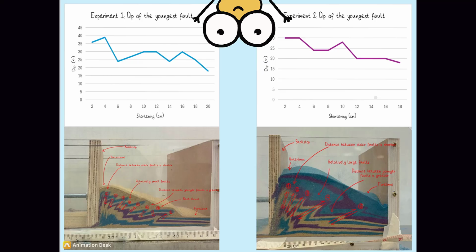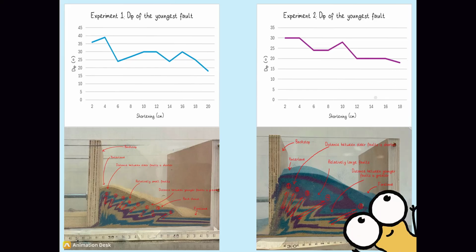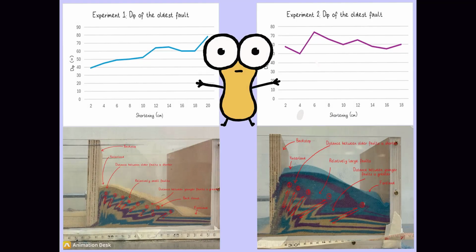The youngest fault angles for both experiment 1 and experiment 2 do not differ much from one another, both following a fluctuating sequence, with the final measurement being a dip of 18 degrees. This suggests that increased deposition doesn't affect any new faults occurring during orogenesis.